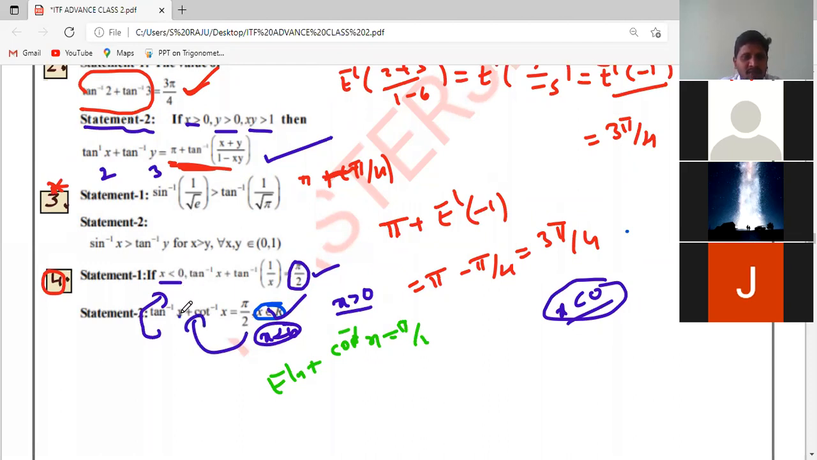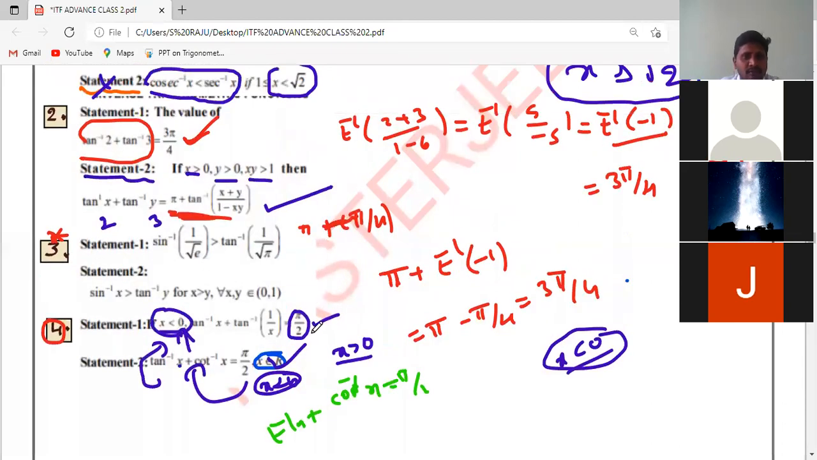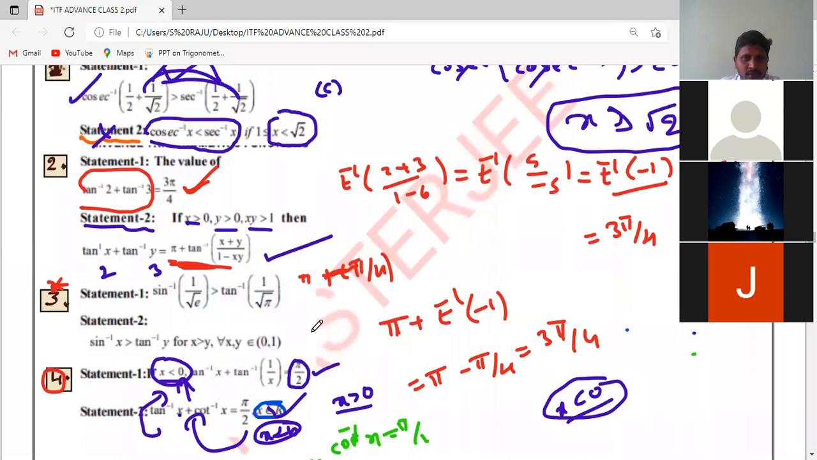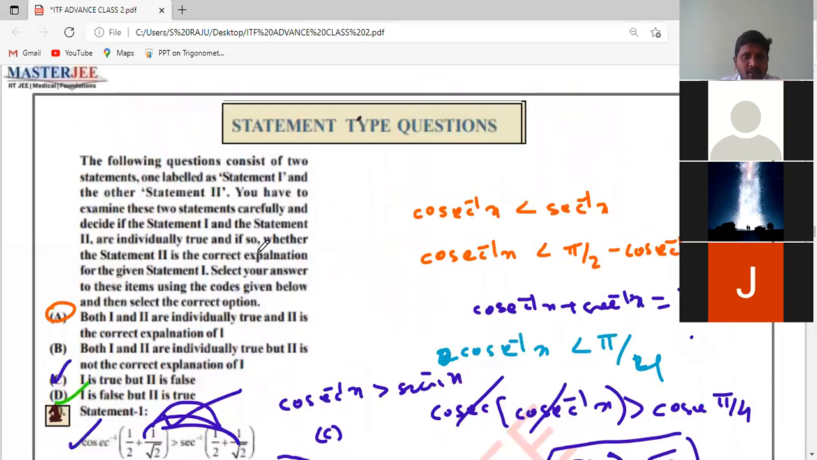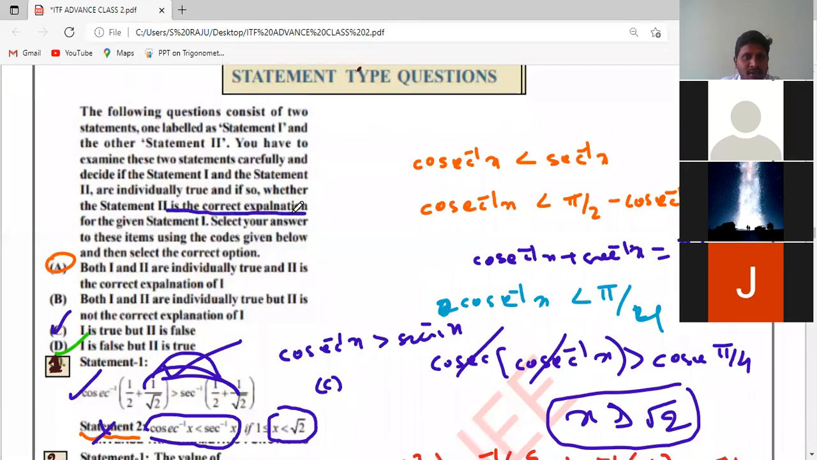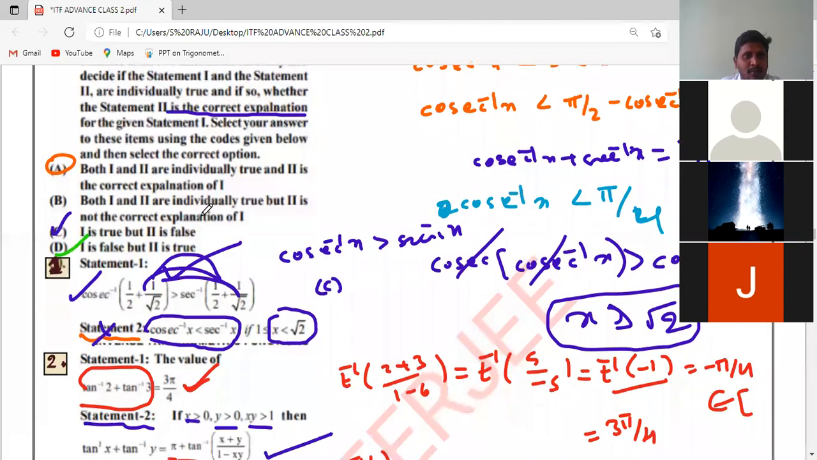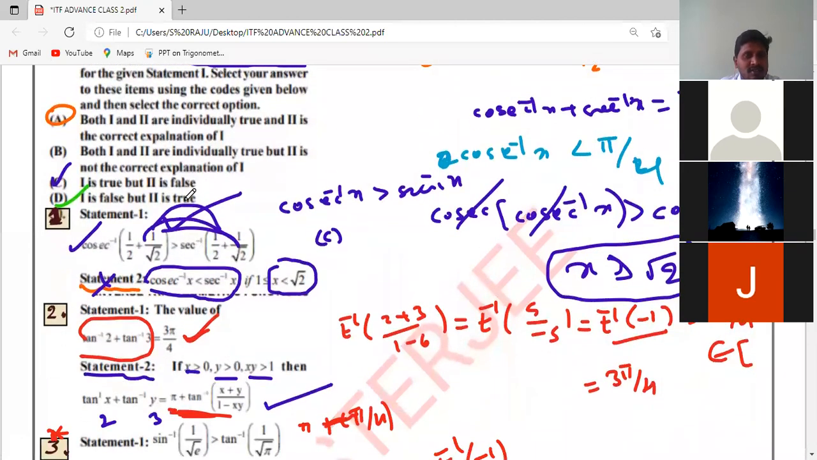But here, statement 2 is correct, but they have given just x less than 0, only one case they mention in statement 1. That's the reason I say it is false. It should follow statement 2. Just see here whether statement 2 is the correct explanation of statement 1 or not. Statement 2 is saying that for every real number, but statement 1 just gives x less than 0. It is false.